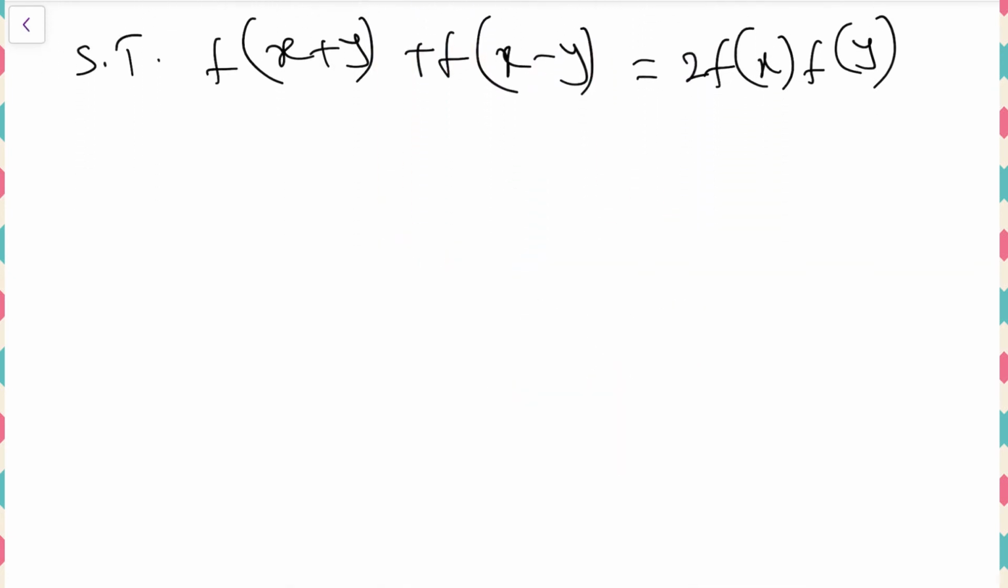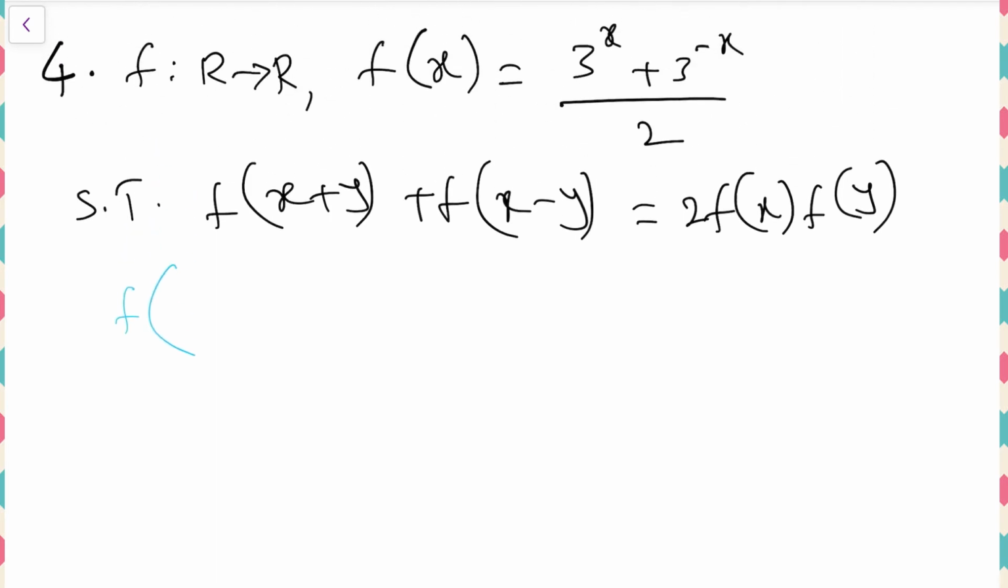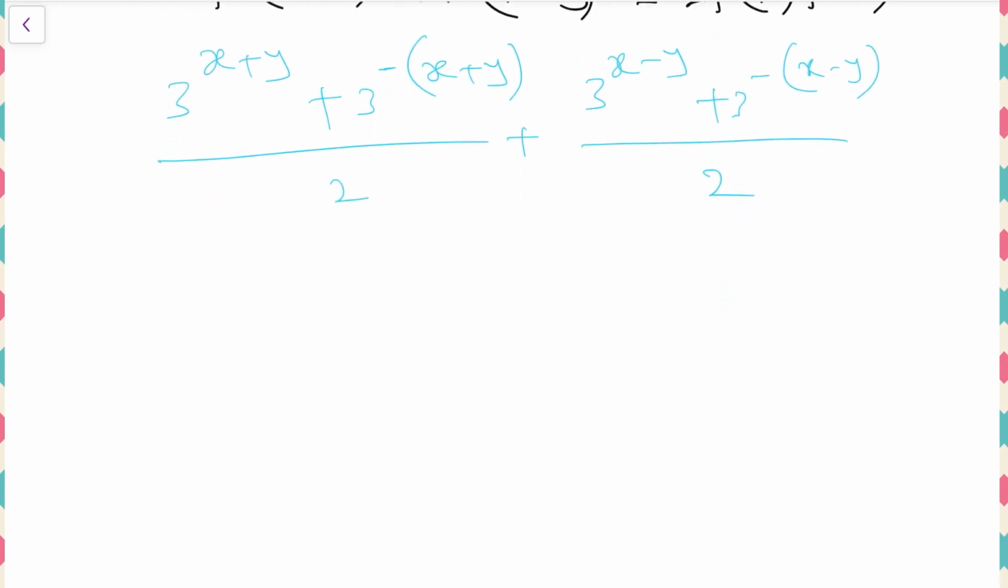F of x plus y is there. Sorry, no need of f again. 3 power x plus y plus 3 power minus x plus y, divided by 2, plus now f of x minus y is there, so 3 power x minus y plus 3 power minus of x minus y divided by 2. Now here both the denominators are same, so we can add the numerators.